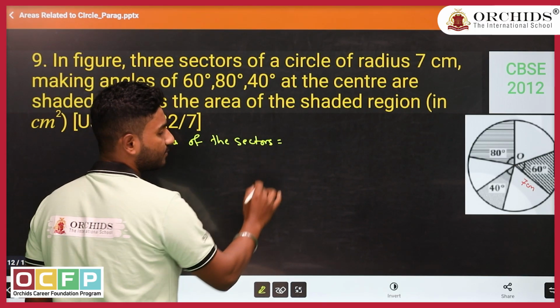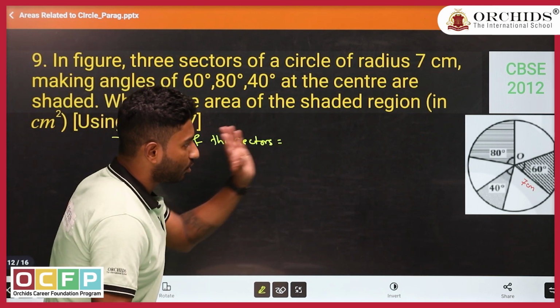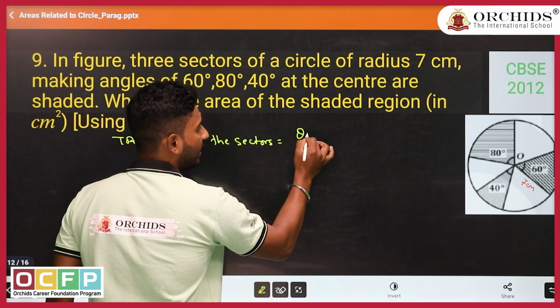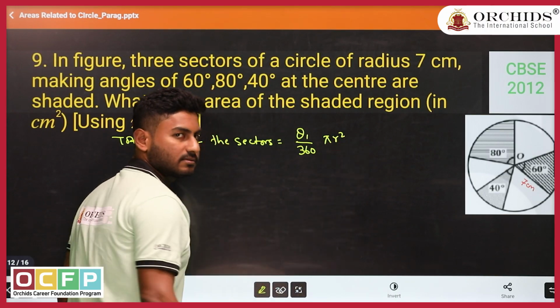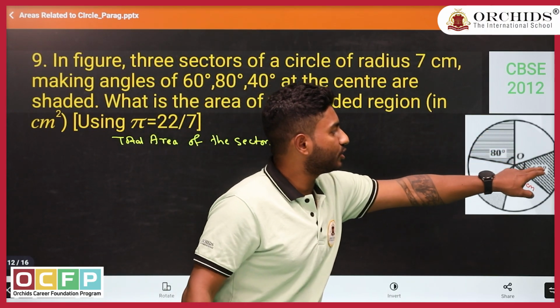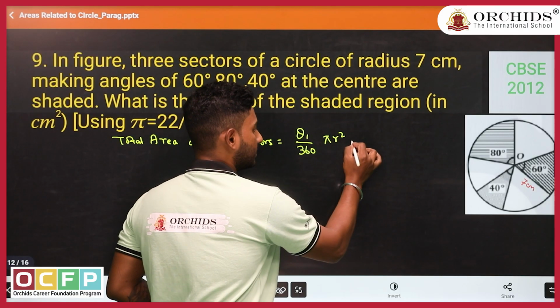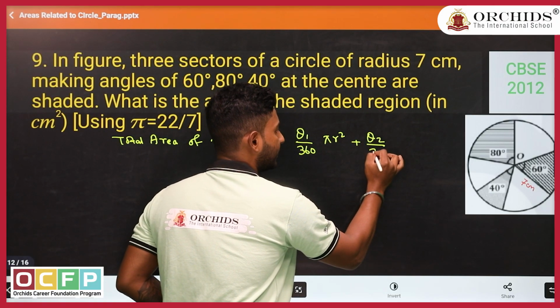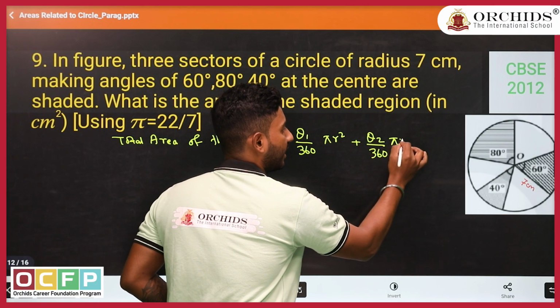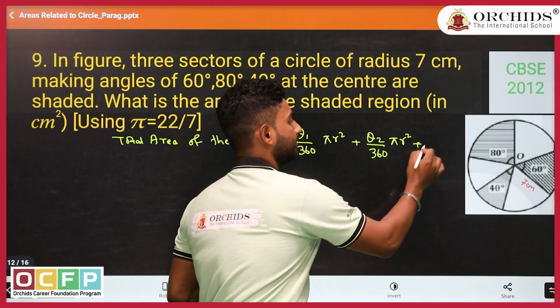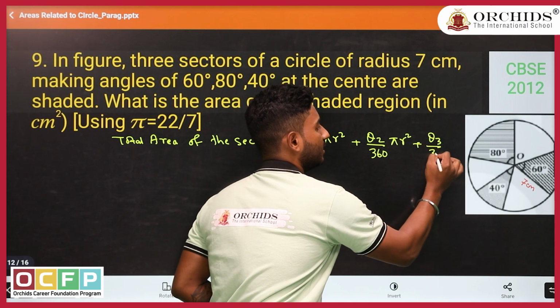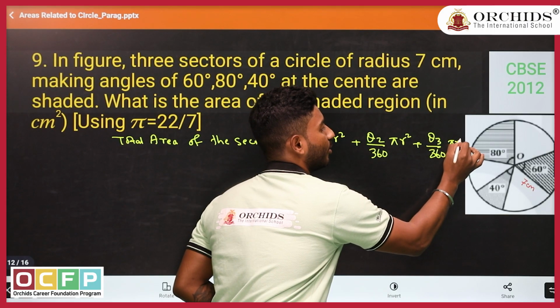From the word itself, total means you have to add it up. So all the 3 sectors I'll add. Theta 1 by 360 pi r square for this one. For this one it will be theta 2 by 360 pi r square again, since same circle. And this one is theta 3 by 360 pi r square.